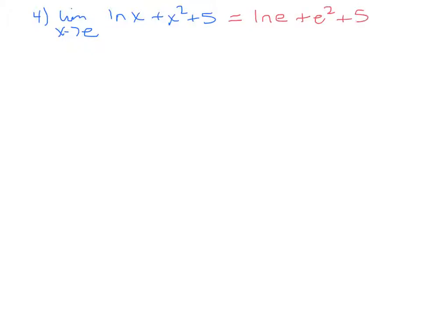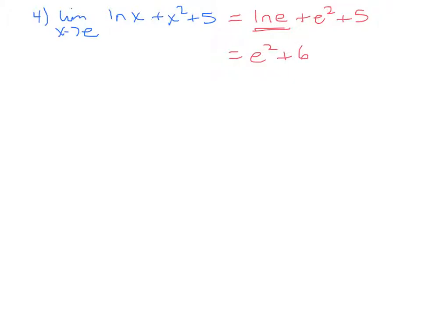Okay, let's try a couple of trickier questions. So let's try the limit as x approaches e of the ln of x plus x squared plus 5. So once again, I'm going to replace all my x's with e, so I will have the ln of e plus e squared plus 5. Well, we all remember, of course, that ln of e is 1, and 1 plus 5 is 6, so my final answer is e squared plus 6.